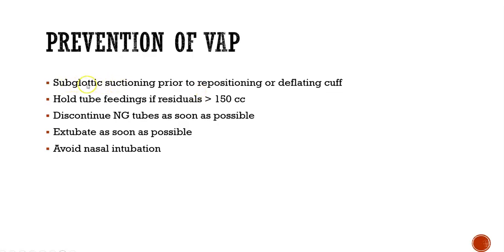And then we always want to use subglottic suctioning prior to repositioning or deflating a cuff. There's a little tube or port that comes off of your main ET tube, and it's called a subglottic suction tube. So you literally can hook it up to suction, and it suctions that subglottic area and helps get all that gunk out.